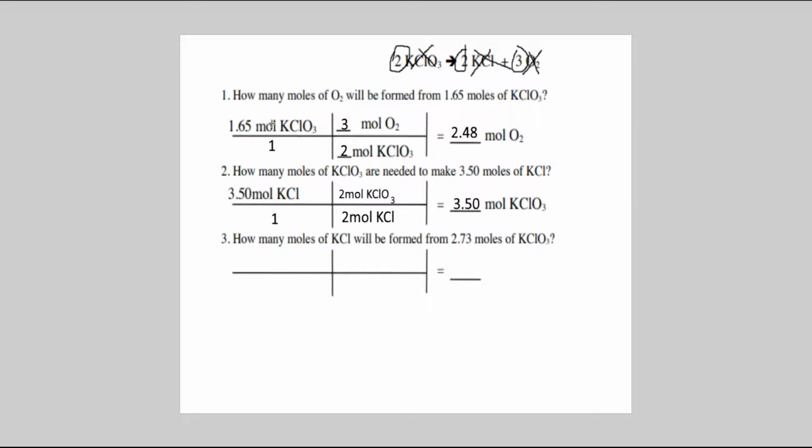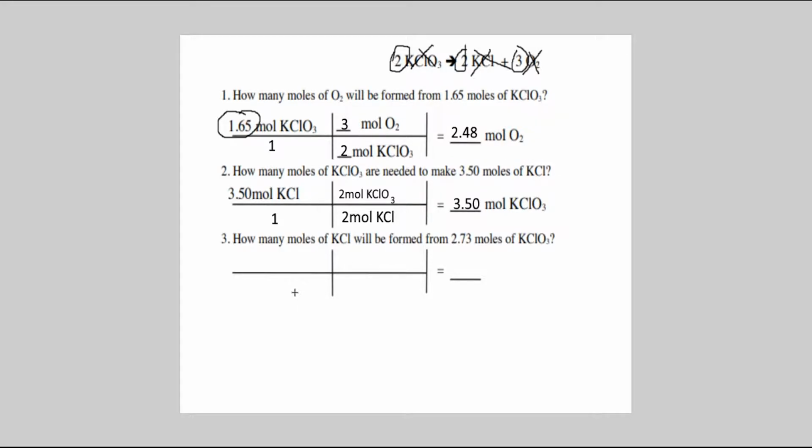2.475. Now this number right here is what you're looking for to use sig figs, and since there's only 3, it will only turn out to be 3 sig figs. So you would round up the 5 to 2.48. So now onto problem 2. You're looking for how many moles of KClO3 are needed to make 3.5 moles of KCl.